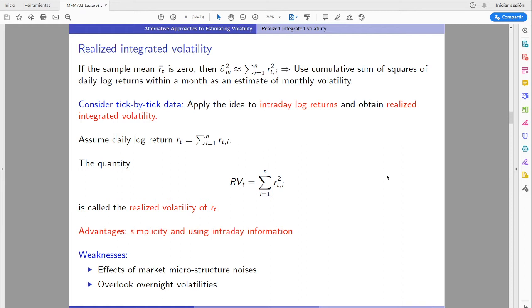If we assume the sample mean to be 0, then we can estimate the sample variance like this, as basically the cumulative sum of squares of daily log returns.